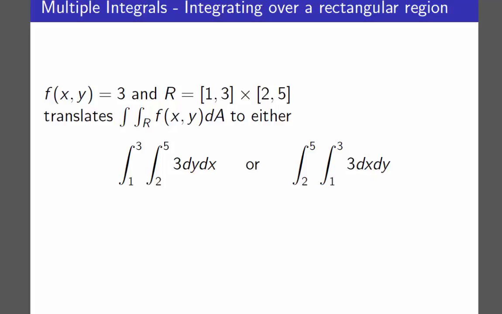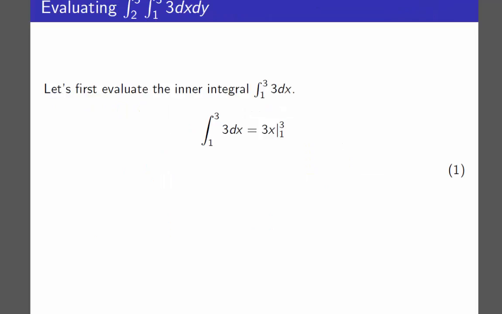Using the information that we're given, we can set up two possible iterated integrals. The first uses the inner integral with limits regarding y and outer limits regarding x, and the second iterated integral has the inside integral with limits respective to x and the outer integral respective to y. Let's proceed with the second choice of our iterated integral.